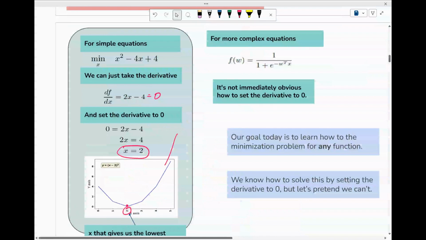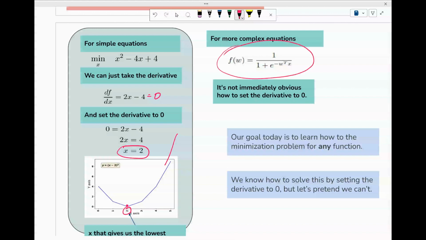However, when we run into more complicated functions such as this, then we essentially need to also take the derivative and set it to 0. But in these cases, it's not really obvious how we can solve for w. It could be a really complicated function. So today we're going to learn how to find the minimum point for basically any function.